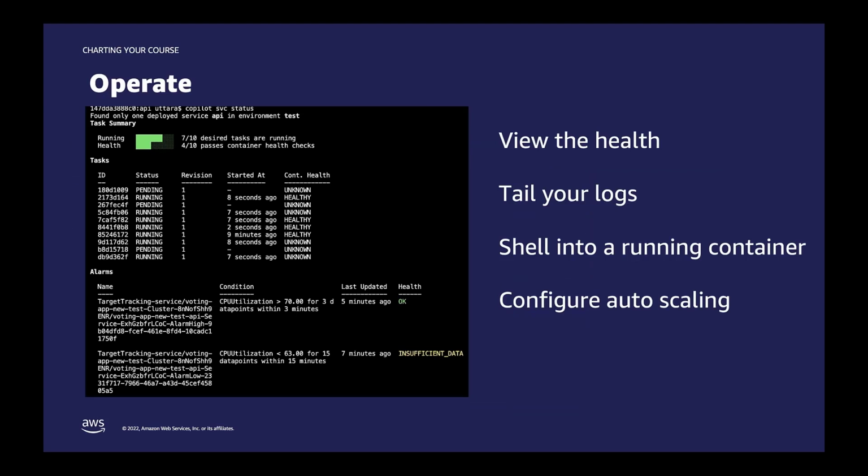Copilot also helps you with the operation of your application. It allows you to see your application's health, view your logs, and leverages ECS exec to allow you to connect to an interactive shell on your running containers, as well as letting you configure your application's autoscaling. AWS Copilot is a tool that can help you throughout your application's lifecycle.